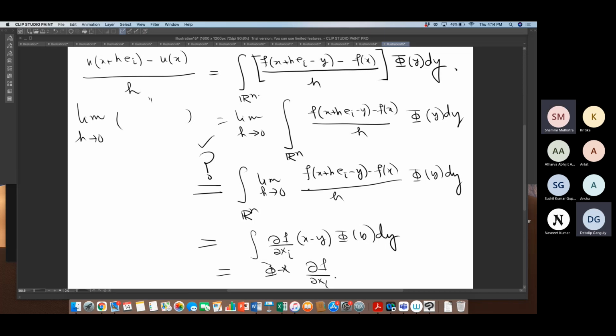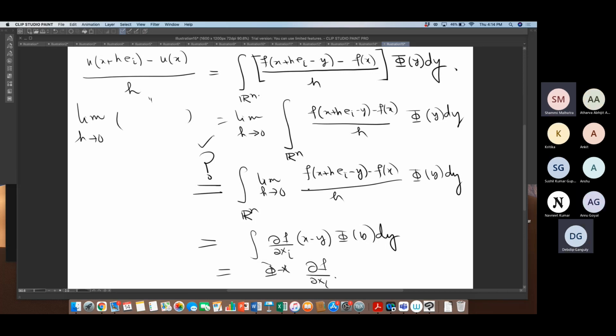Say we have fixed x. Then f of x plus h e_i minus y minus f of x y will again have compact support. Then I can use the mean value theorem, since I know f is C2, so I can bound it and use DCT. Yes, excellent. Use DCT and the mean value theorem.